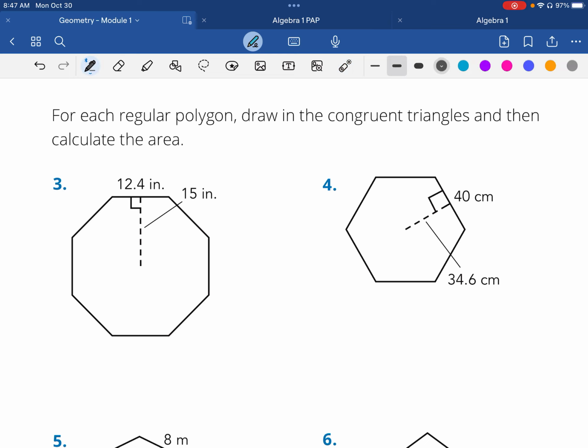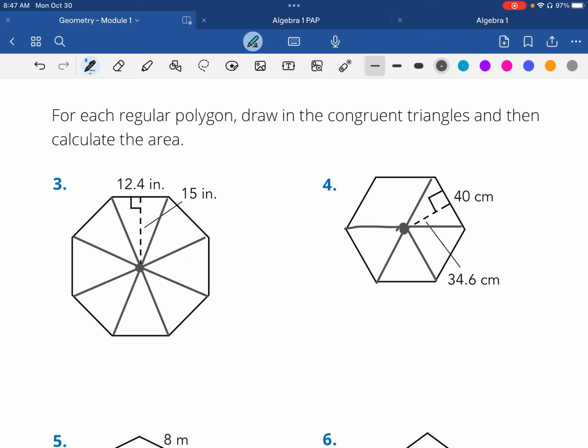So the first thing we're going to do in questions 3 and 4 is put our center, which is at the end of this dotted line. There we go. And we're going to draw our triangles. This way we can see how many triangles are inside. Don't forget, I'm going to give you a hack on how you can figure out how many triangles there are without actually drawing them. There we go. And let me add the ones to number 4 as well.